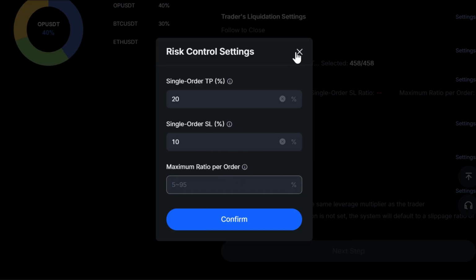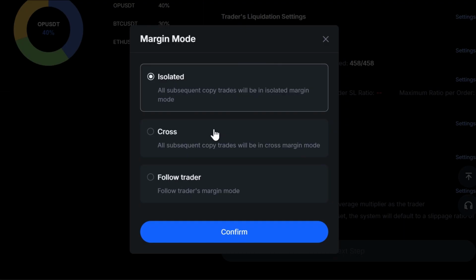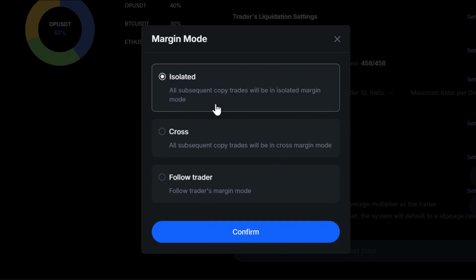Next, you can see in the settings is margin mode. Here you can see three modes: isolated, cross, and follow trader. Isolated margin means a specific amount of margin, your initial margin, is applied to a position, and the position margin can be adjusted manually. For beginners, I highly recommend using isolated margin because it limits your risk to just that specific trade.